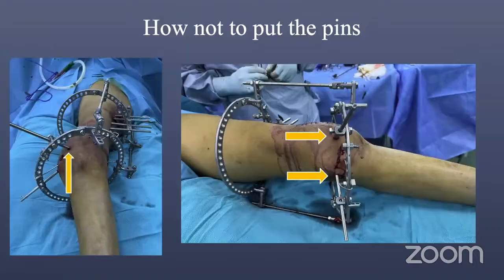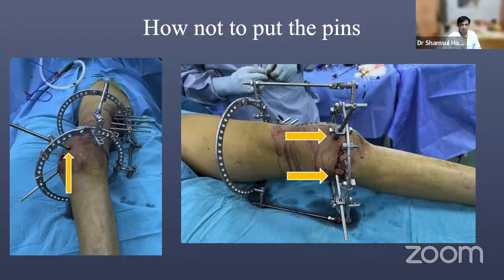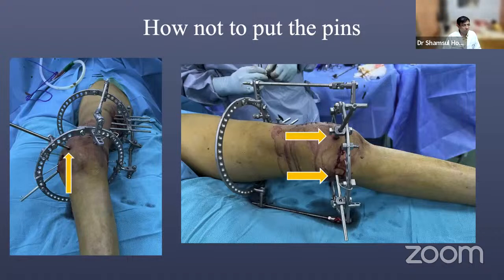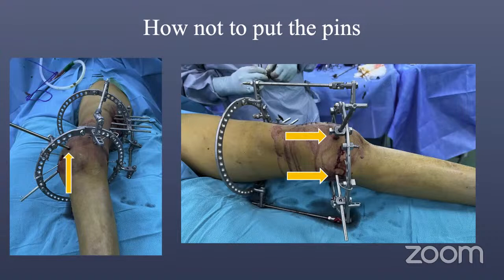Next. And these are a few examples of how not to put the pins. If we can see these pins marked by the yellow arrows, they are too inferior and almost can be considered to be intra-articular. And the other pin, which is anterior, is too much anterior, and I don't know how the surgeons have managed to put this pin.